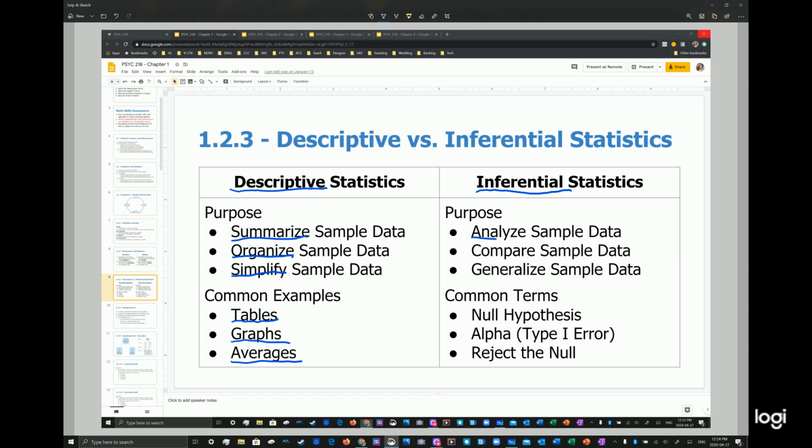So we need to analyze the sample data, or we could compare between samples to generalize what we get from the sample to the population. And we do this in several ways, and these are terms that you're going to learn later if you haven't already. We're going to make hypotheses.